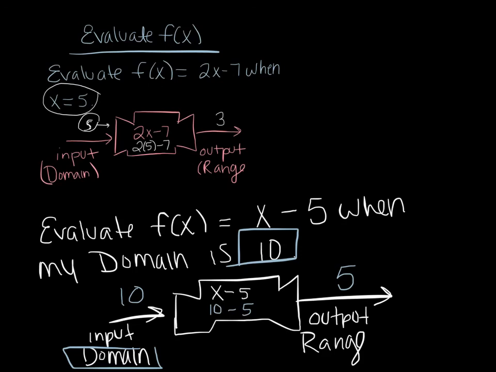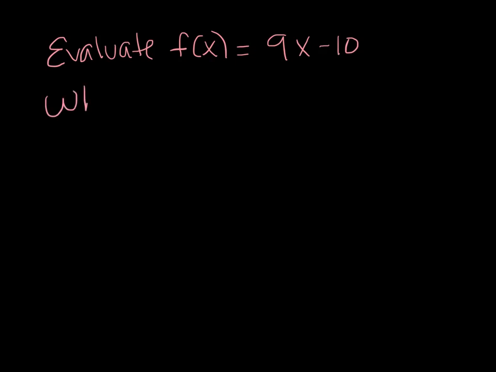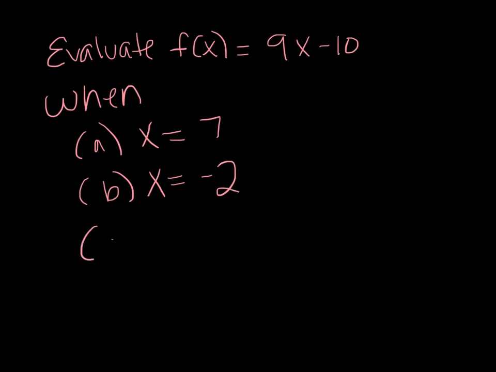So on your own, on the next slide, I want you to do these. Evaluate f of x equals 9x minus 10 when x equals 7, x equals negative 2, and x equals 1/9. And an asterisk: draw the machine.